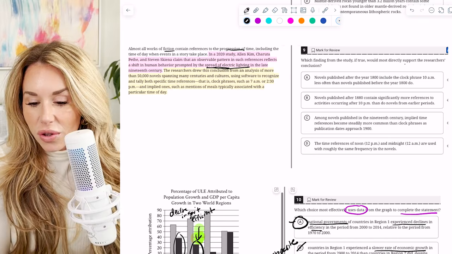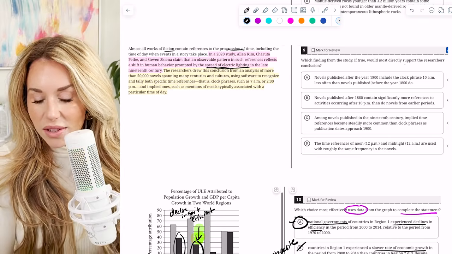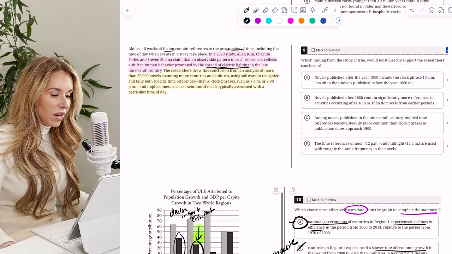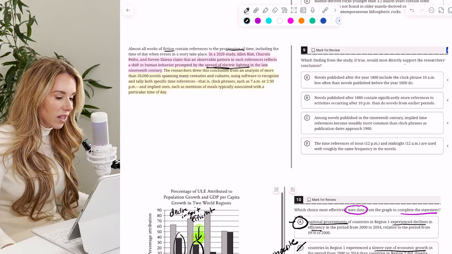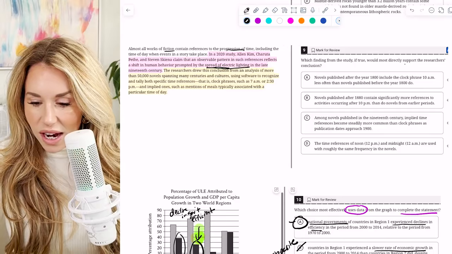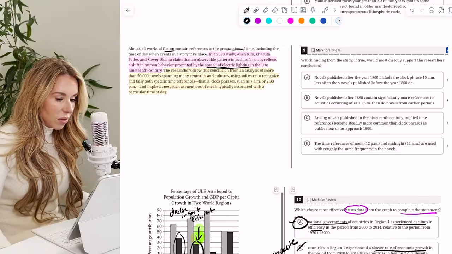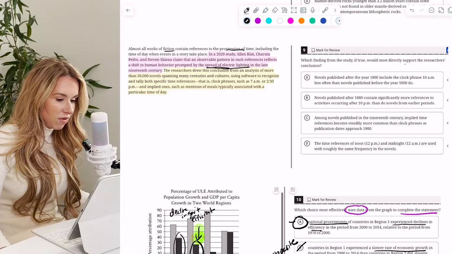The researchers drew this conclusion from an analysis of more than 50,000 novels spanning many centuries and cultures, using software to recognize and tally both specific time references, that is, clock phrases such as 7 a.m. or 2:30 p.m., and implied ones, such as mentions of meals typically associated with a particular time of day.